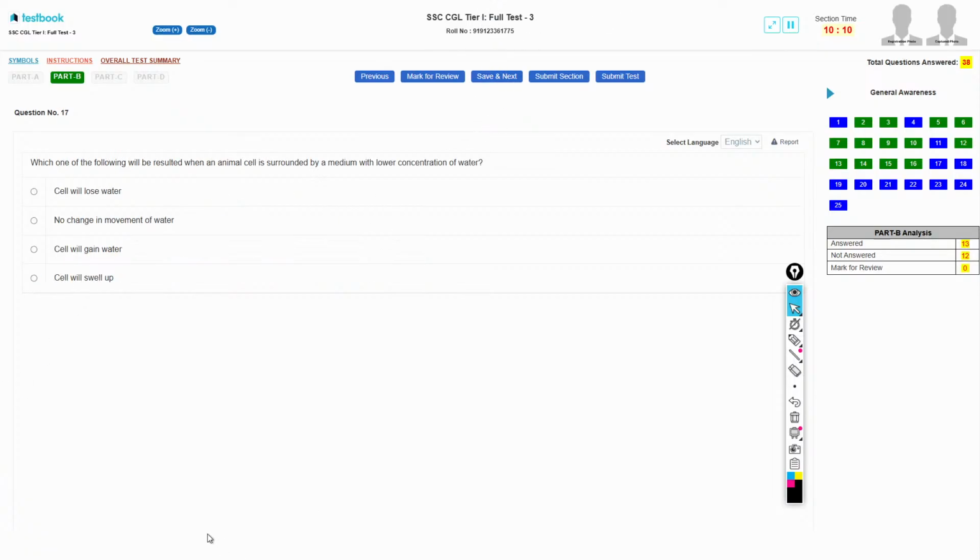Which one of the following will result when an animal cell is surrounded by a medium with lower concentration of water? Lower concentration, so the cell will swell up and gain water. Or the same. So it will lose water. Animal cell, right? Yeah.